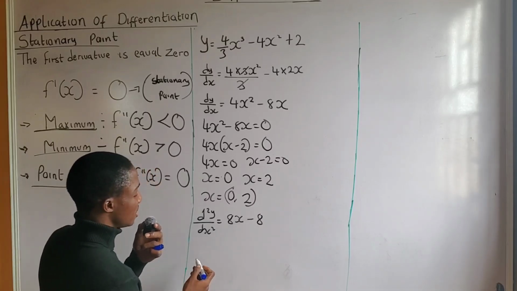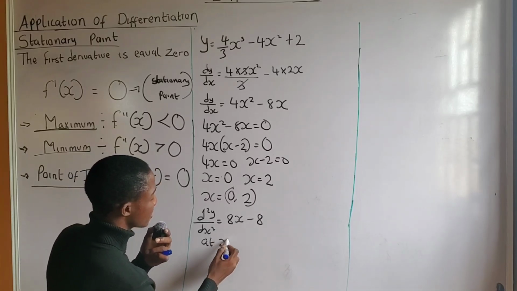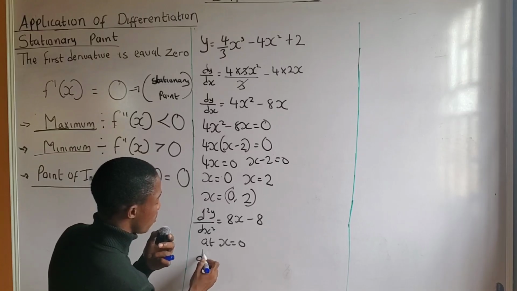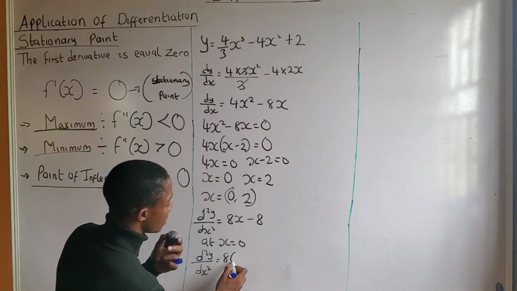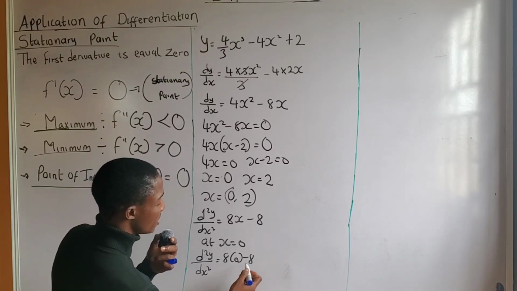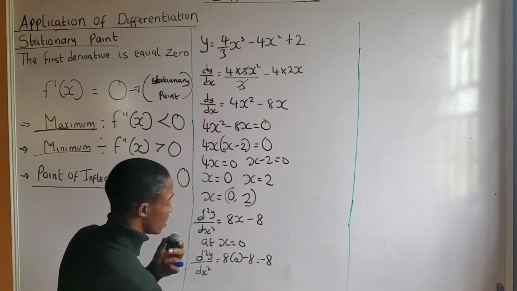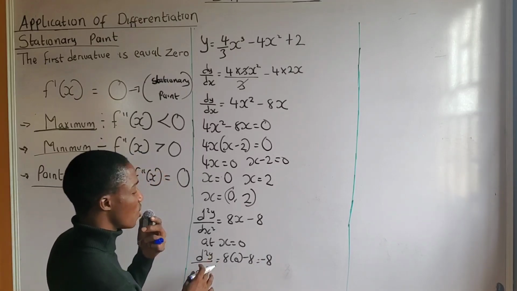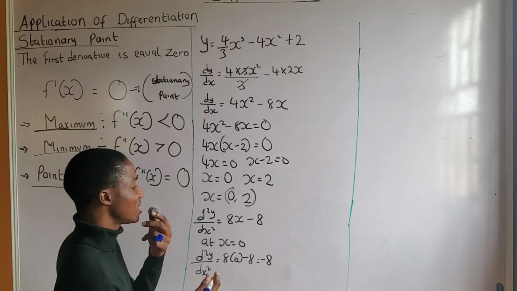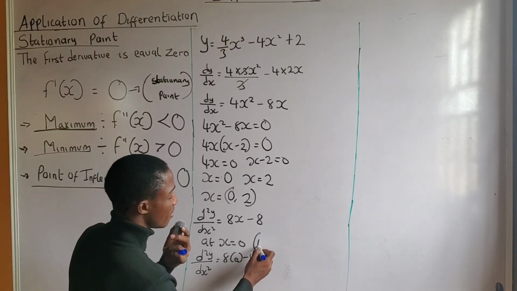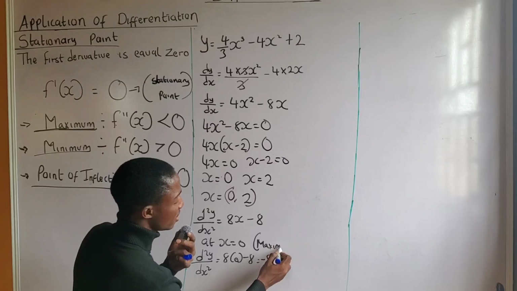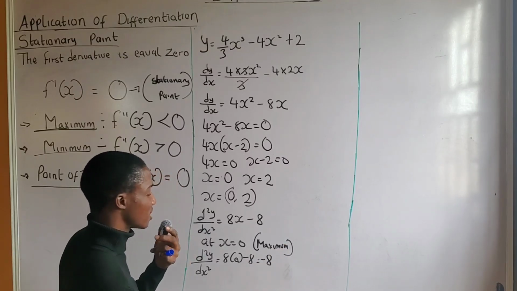Now, at x equals 0, d squared y over dx squared will be equal to 8 times 0 minus 8. 8 times 0 minus 8 will give me minus 8. So at x equals 0, we have minus 8. Minus 8 is less than 0. So therefore, at x equals 0, it is what? Maximum point. It is maximum. Maximum at x equals 0.